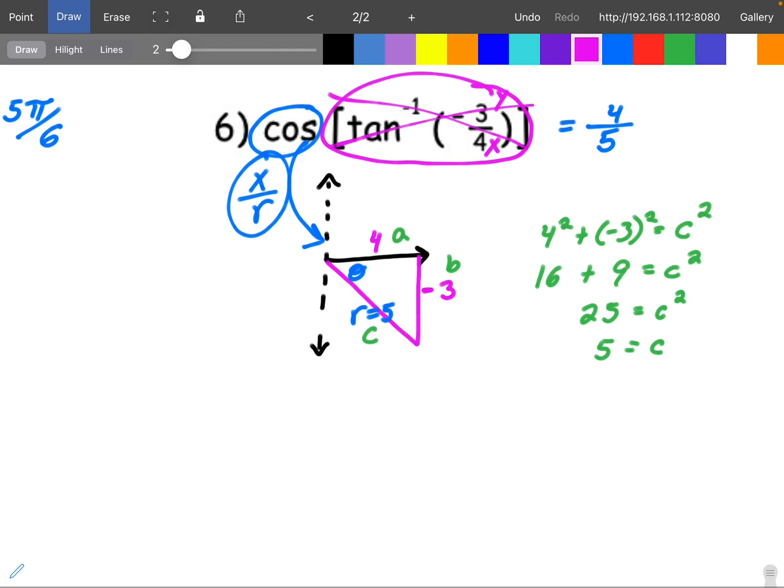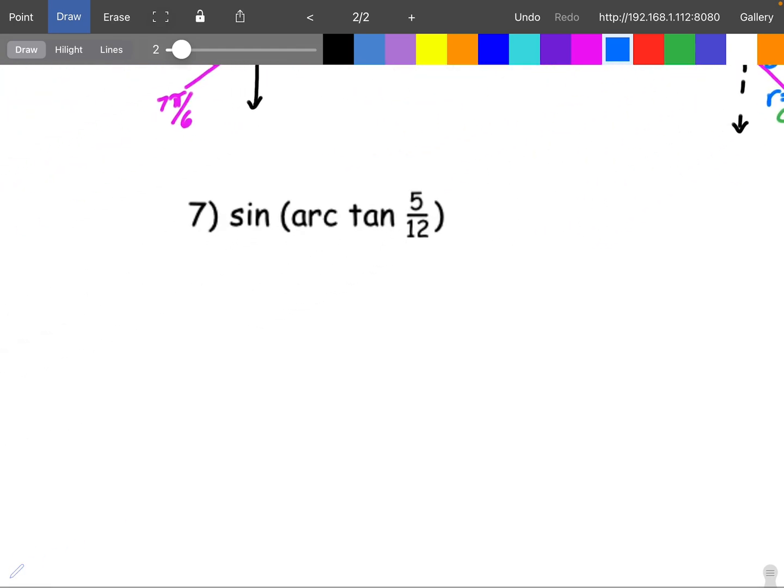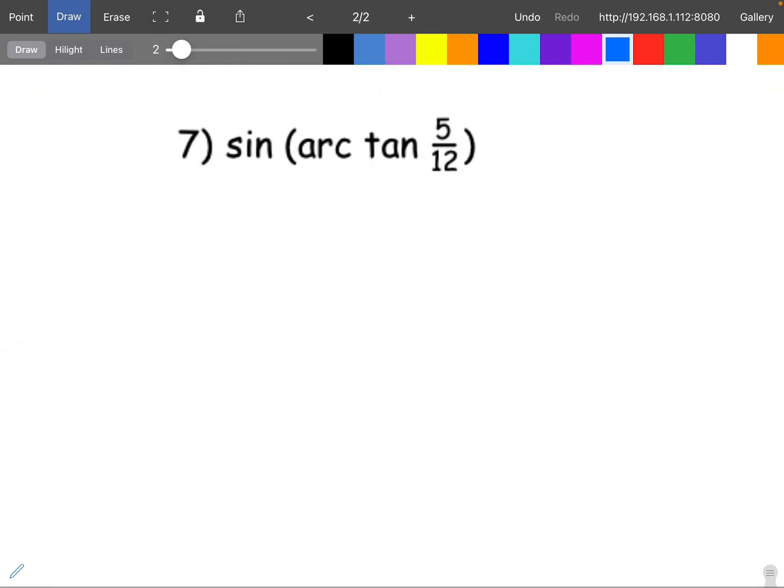So you're going to use this to figure out which quadrant your triangle needs to be in, label your sides, and then from that, you're going to complete your triangle and then find whichever function it is they want you to find. All right, let's try one more of those, and then we will be done for the day.